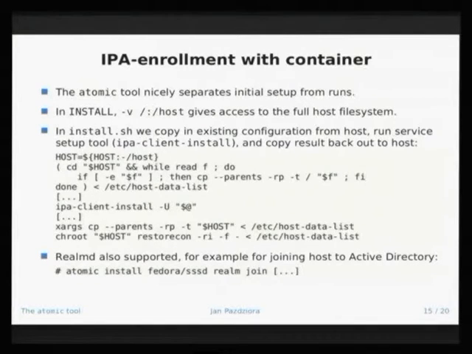But there might be some existing configuration on the host that is different from the container. I don't know, nsswitch.conf might be different. We don't want our container to override that configuration. So what we do, we first copy interesting locations, interesting files and directories from the host to the container, then run the setup tool, then copy things out, and we restore con just to make things really nice.